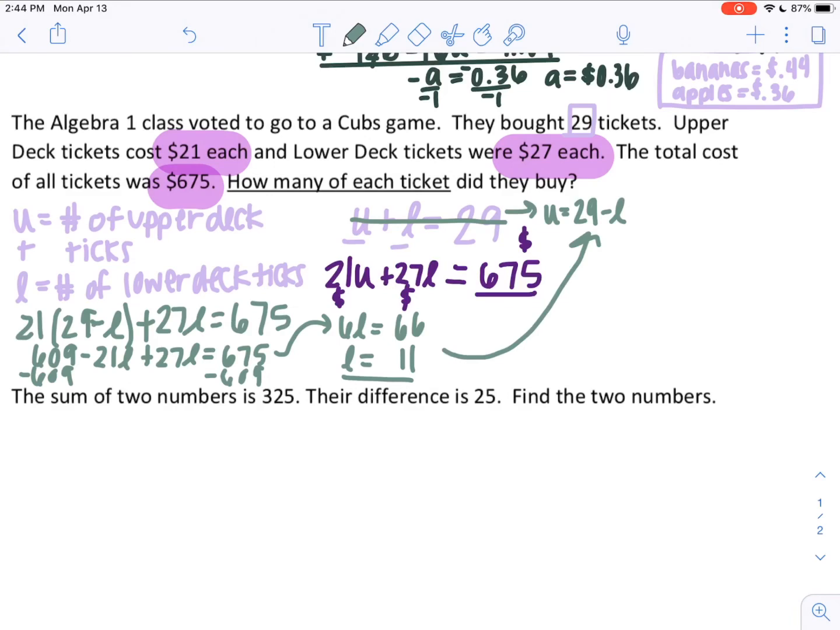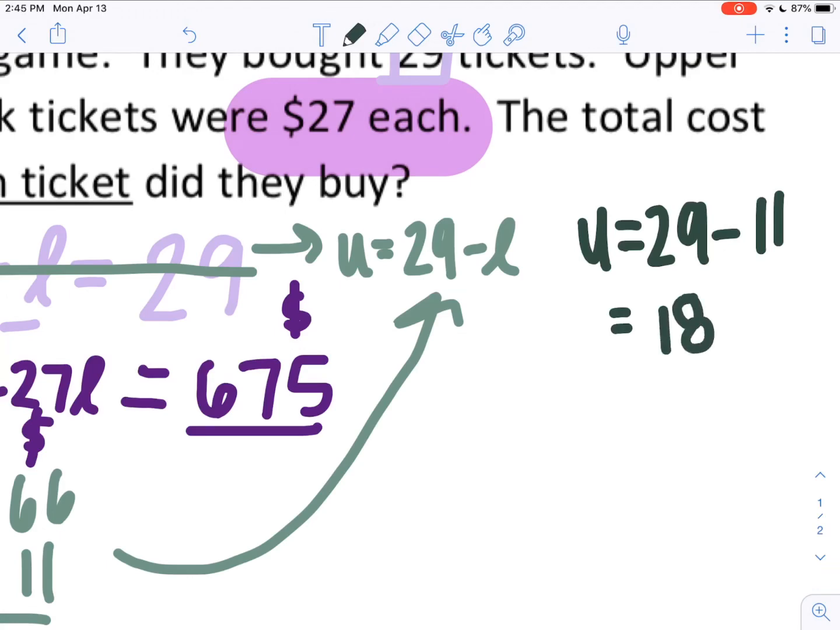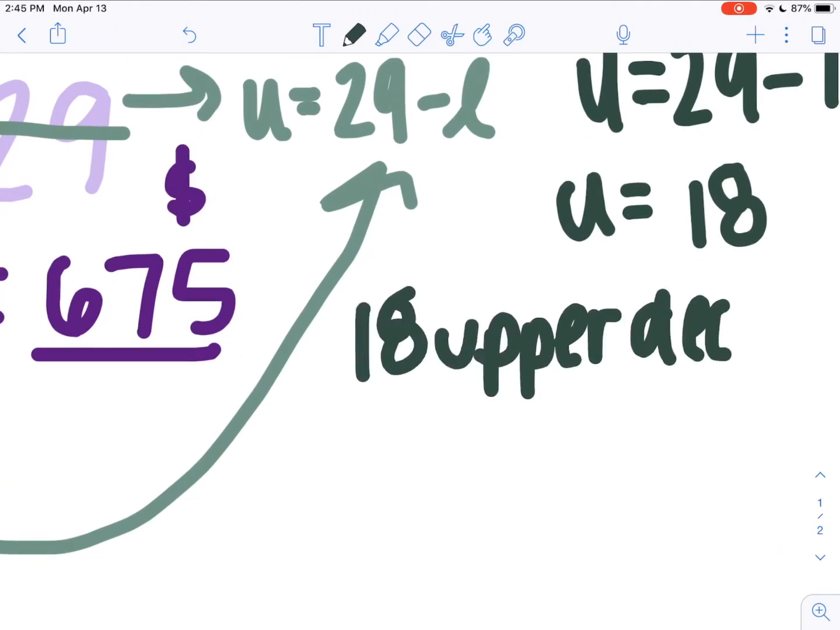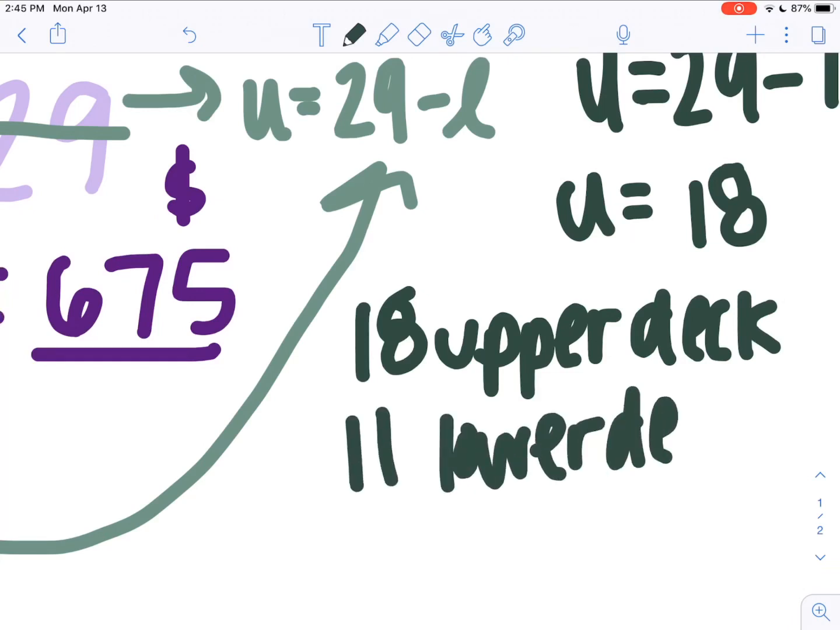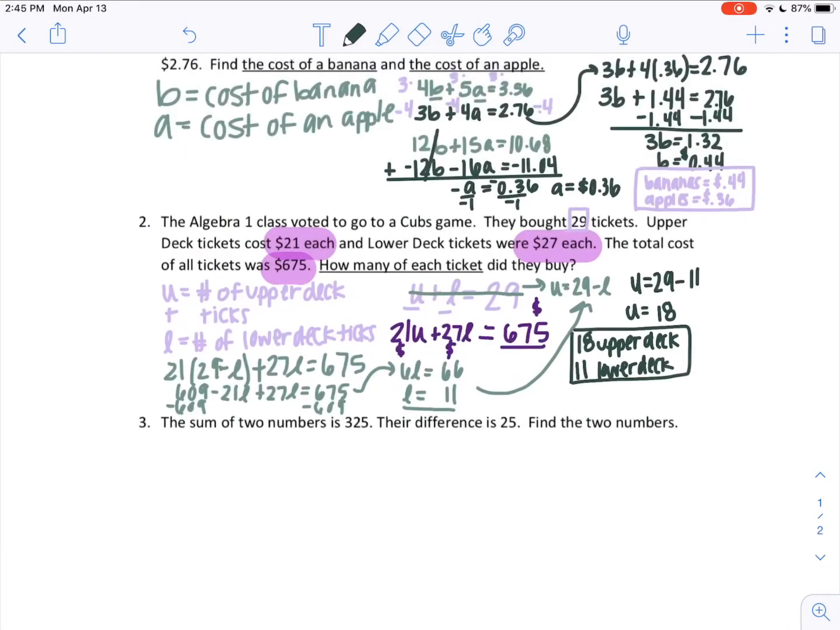I bought a total of 29 tickets. Well, 11 of those are lower deck. Let me do this in a different color. So if I just do 29 minus 11, it's going to give me the rest of the tickets. So then I'm going to get 18 upper deck tickets. So we kind of want to write those out. 18 upper deck and 11 lower deck. And there's my final answer.